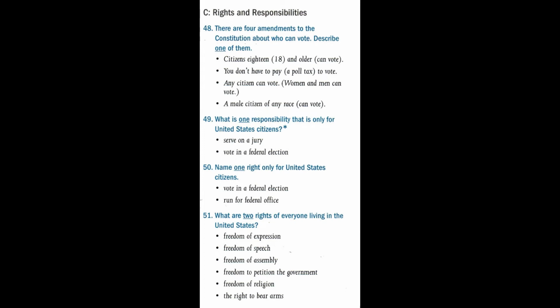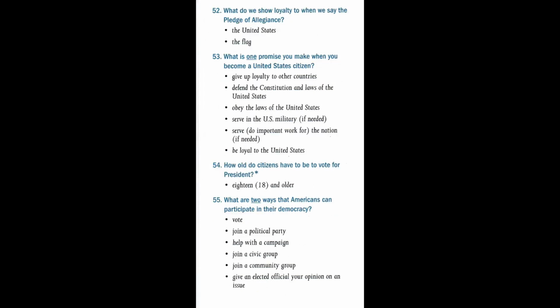51. What are 2 rights of everyone living in the United States? Freedom of expression, freedom of speech, freedom of assembly, freedom to petition the government, freedom of religion, the right to bear arms. 52. What do we show loyalty to when we say the Pledge of Allegiance?